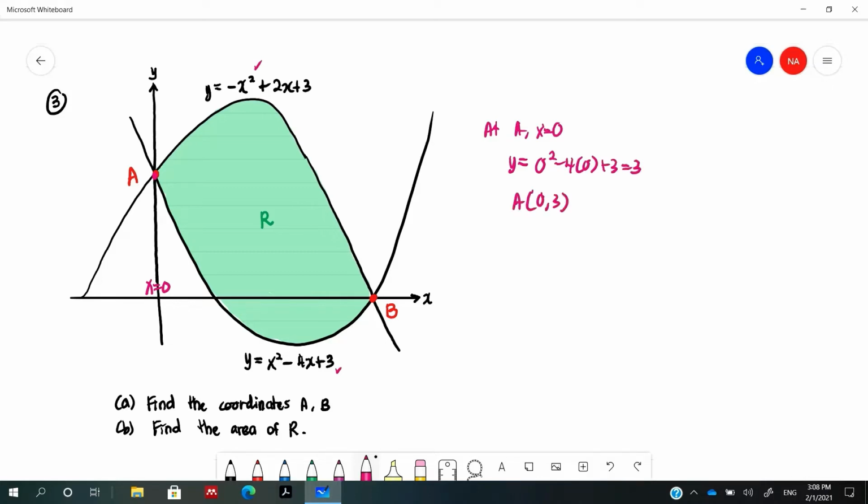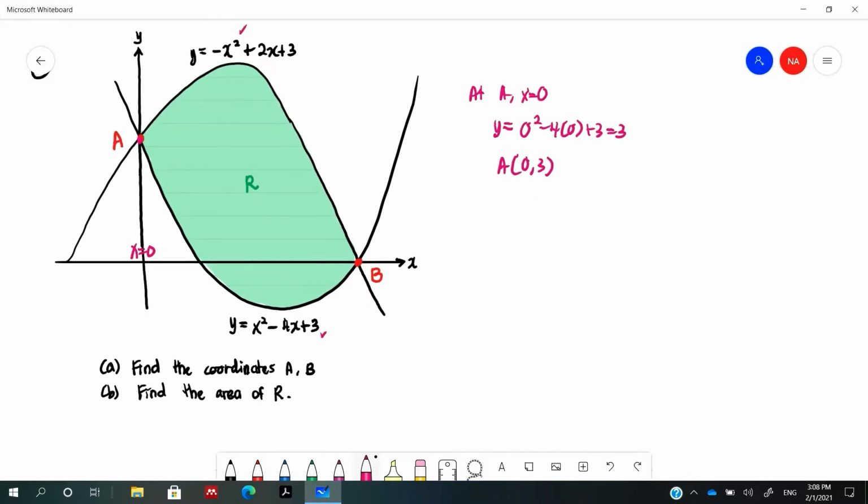All right, so now we want to find the coordinate for b. So we know that at b, because it is on the x-axis, meaning to say that y is equal to 0. So you have x squared minus 4x plus 3 equal to 0. So you have to factorize this, meaning to say that you have (x minus 3)(x minus 1) equal to 0. So x is equal to 1, and also x is equal to 3.